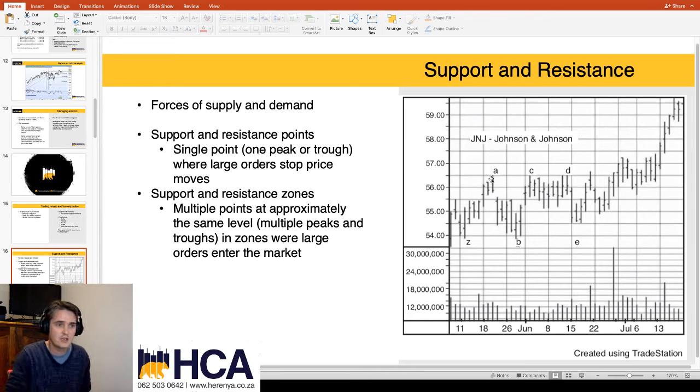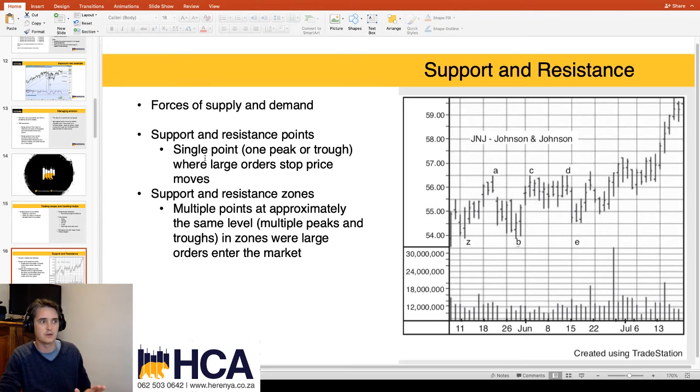To show you here, these are the peaks, A, C, and D. And the troughs are Z, B, and E, right? So peaks, trough, peak, trough. A single point is a peak, and the support zone is then when there are multiple peaks and troughs at the same sort of level, okay?